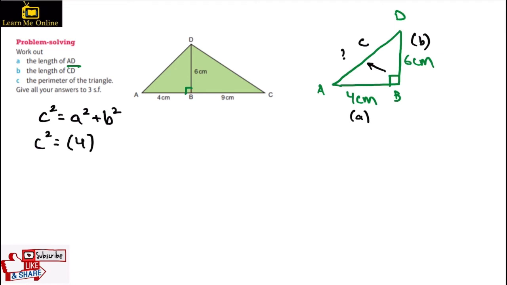So A is 4, I do the square of it. B is 6, we can do the square of it. Remember that here it is important to read the question, that each of the answers we are looking for is to 3 significant figures.